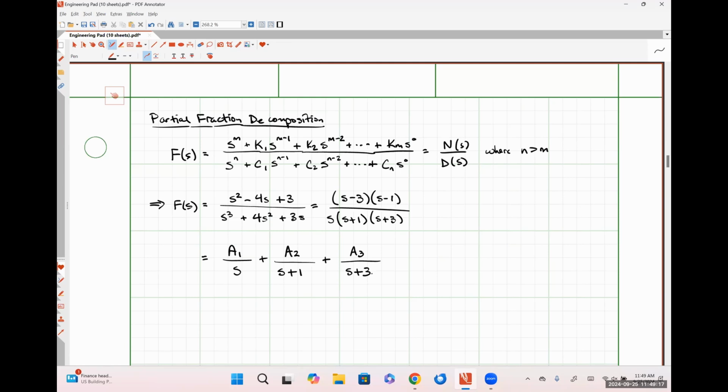Whatever A1 is, we're going to have some constant times the unit step function, plus some constant times a factor of e to the negative t times the unit step function, plus some factor times e to the minus 3t times the unit step function, right? So we can go from whatever our denominator is here, just break it down into bits, okay?